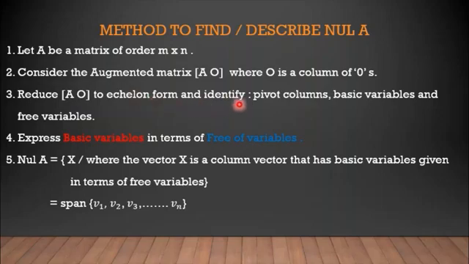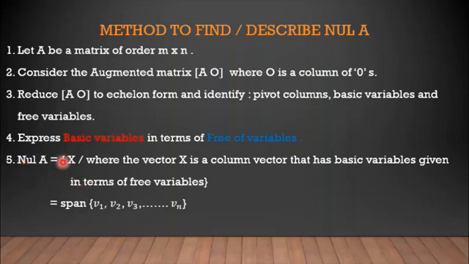And identify, what are the things you have to identify? Pivot columns, basic variables and free variables. So you have to identify all these three: pivot columns, basic variables and free variables. Then after that, express basic variables in terms of free variables. Because suppose you have 4 variables, among 4 you may have some basic variables, some free variables. Then the basic variables, express them in terms of free variables.